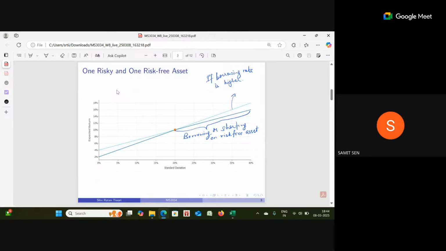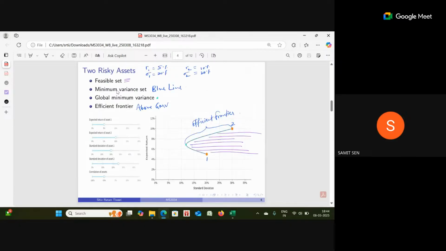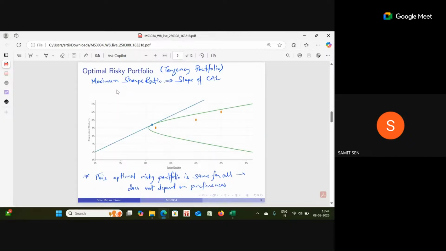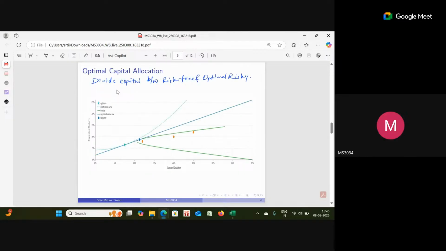Now go to the next one. Here, sir, in the indifference curve, when the indifference curve is tangent to this straight line, this straight line is the maximum Sharpe ratio line, right? And what do we call that intersection point? We call this the optimal capital allocation.